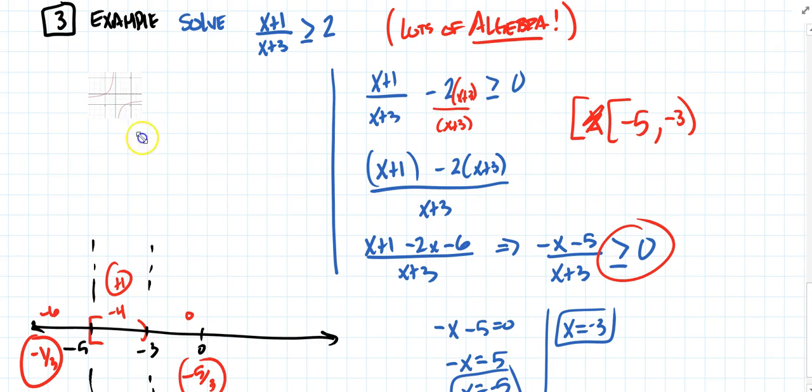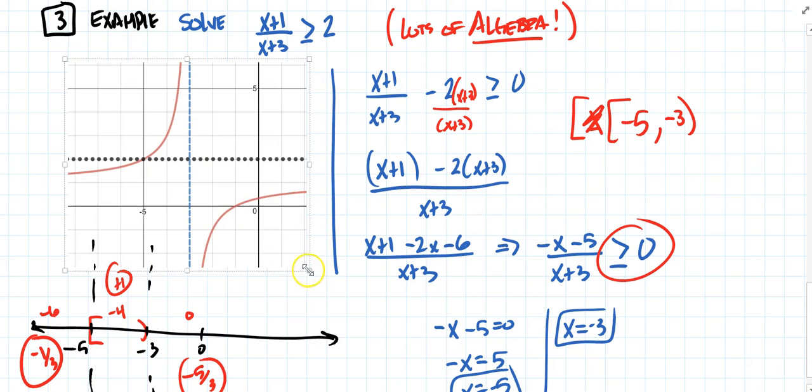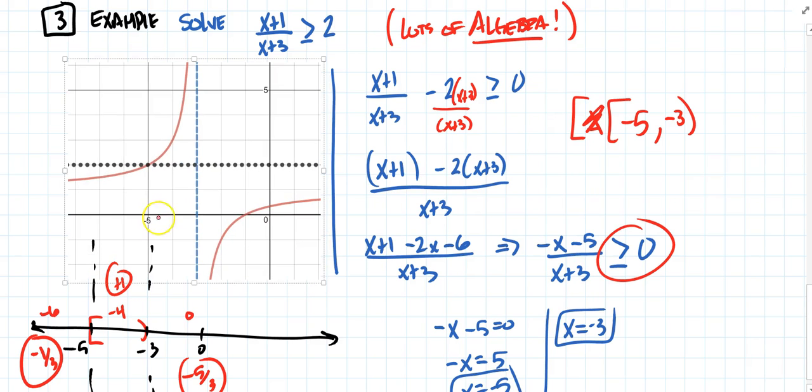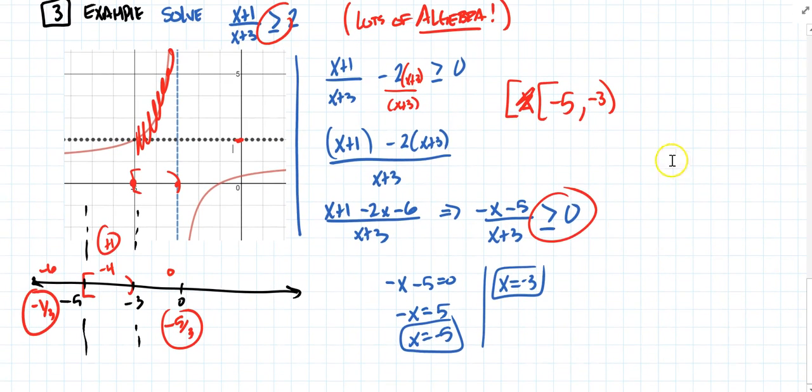And then, of course, if you look at the original graph, which I have here for you, here's the point negative 5, and then here's the point negative 3. In between this region right here, all of this stuff is greater than the number 2. And here is the line y = 2. So that was a different example with some algebra, but still one that we should be able to do. Okay, that's it.